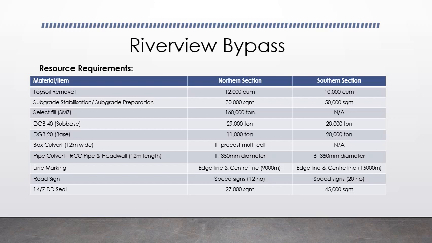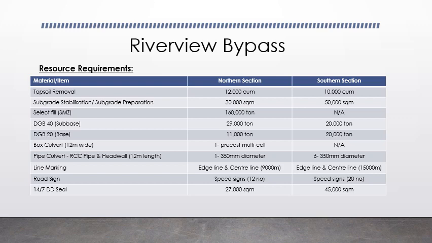And then for the sub base, we'll use DGB 40. For the northern section, it's 29,000 ton, and for the southern section it is 20,000 ton. In the northern section, the depth of sub base is 400, and in the southern section, the depth is 150. For the base, northern and southern section, we have 150 base there, and we'll use DGB 20, and the quantity would be 11,000 ton for the northern section, and 20,000 ton for the southern section.